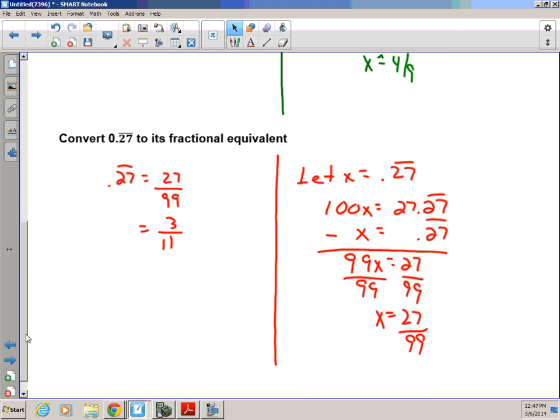Okay? So what we covered today were two ways to convert repeating decimals into their fractional equivalents. One way is algebraically, the other is what I would call the shortcut method. Either one of them is fine to use. I'm assuming most people use the shortcut, but it's always good to understand mathematically why something works the way it does.